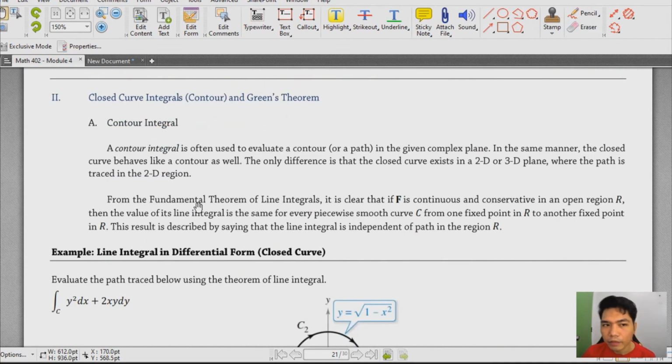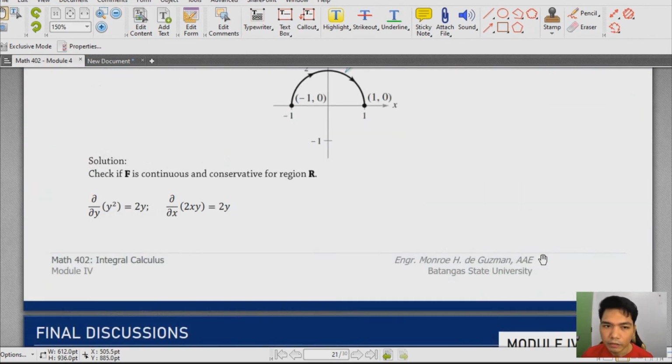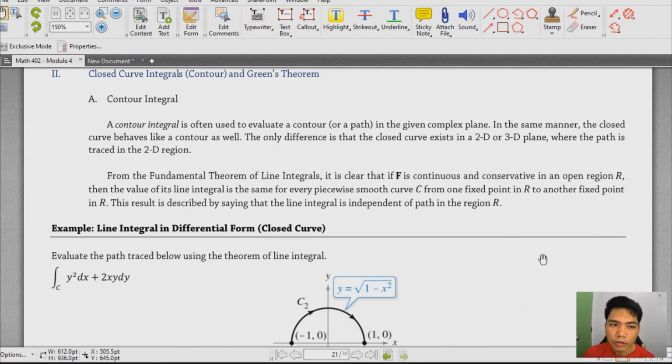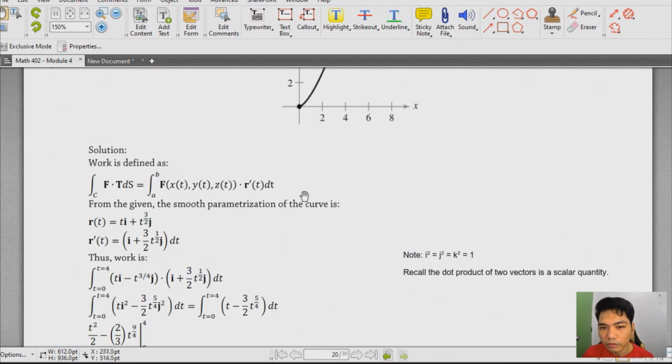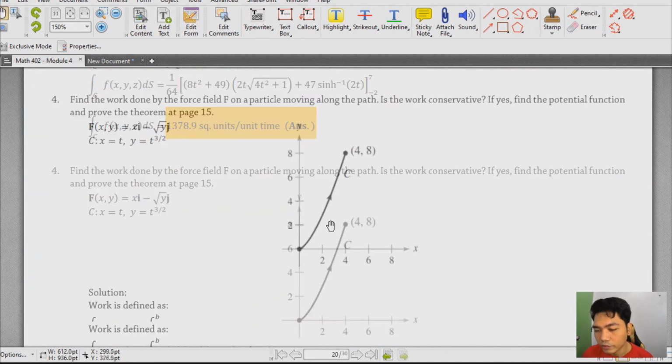Okay, and then we can now proceed with the closed contour or the closed curve integral and using Green's theorem. So, I think that this is parang last topic na ba to or almost last na to. Basta, patapos na tayo, no? So when we talk about the contour integral, this is often used to evaluate a contour or path in a given complex plane. So parang kamukha siya ng ating, di ba meron tayong mga dinrawing kanina mga ganito? So ito yan, parang ganyan din siya. Parang close contours lang din siya.